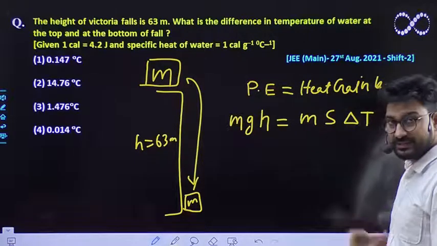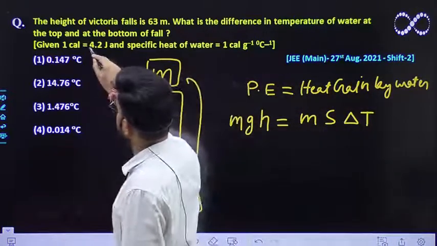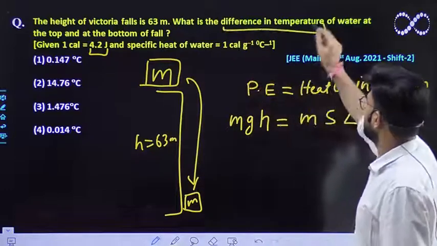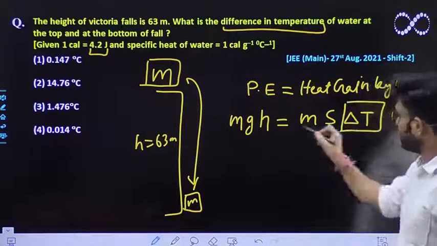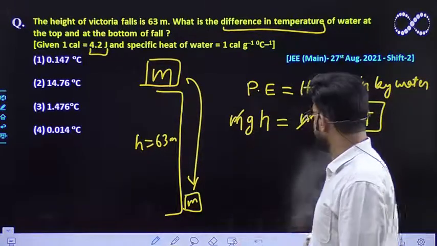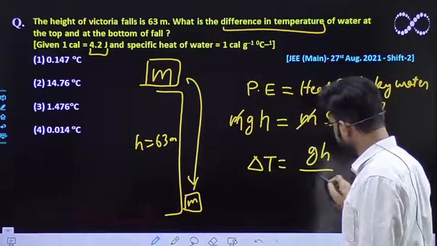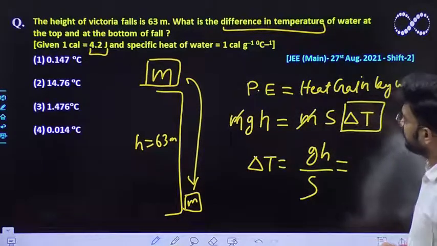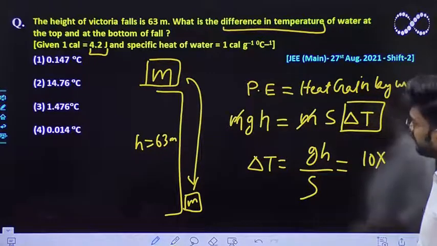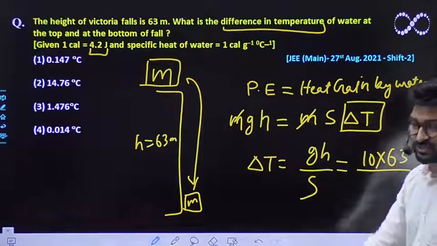What is s over here? Specific heat of water. Specific heat of water is already given to you. So you need to find out the difference in the temperature of the water, so you need to find out the delta T term. Mass can easily be cancelled out. So delta T comes out to be g h by s. g value you can easily put like 10. And what is height? Height is 63 meter.